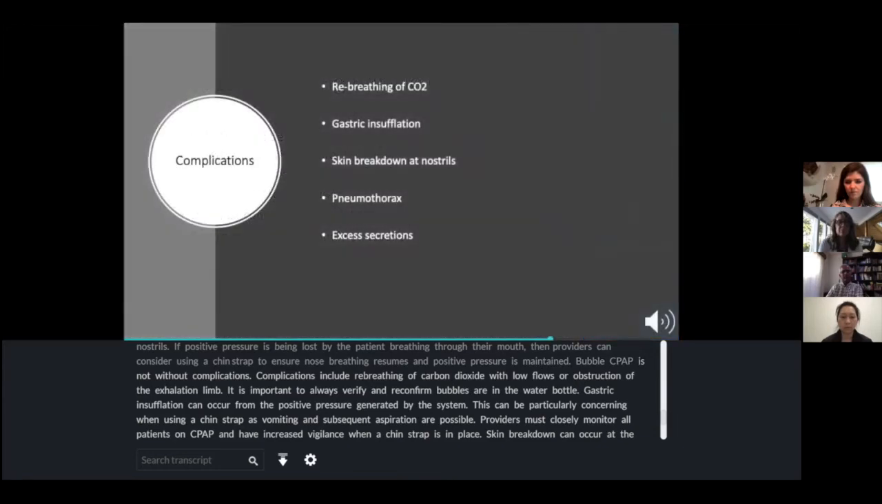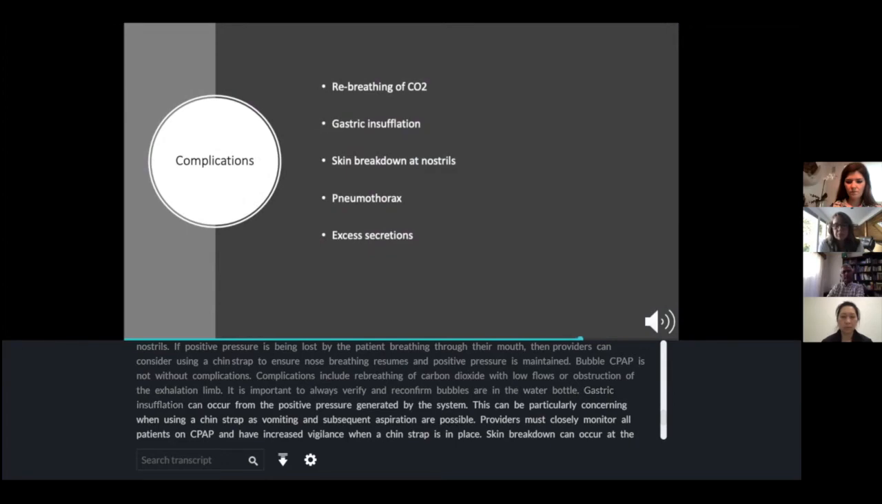Bubble CPAP is not without complications. Complications include rebreathing of carbon dioxide with low flows or obstruction of the exhalation limb. It is important to always verify and reconfirm bubbles are in the water bottle.